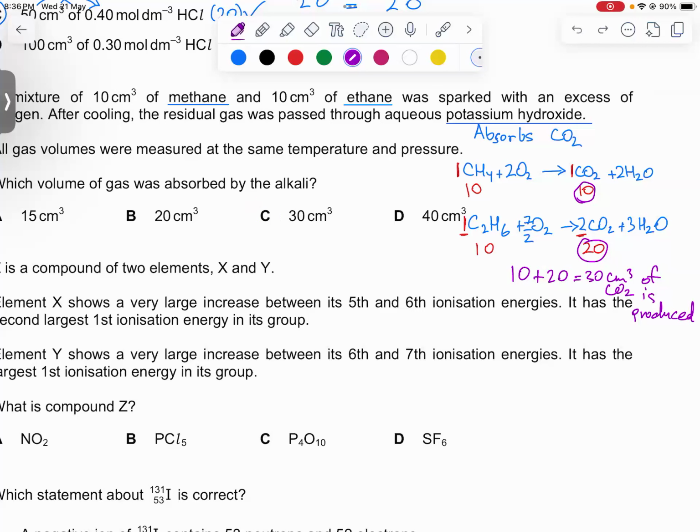So what would be our answer? Our answer would be C, because 30 centimeter cube of carbon dioxide is being produced in this equation.